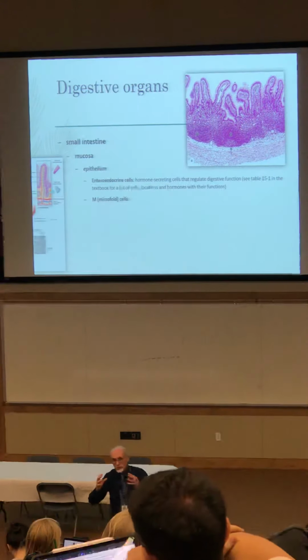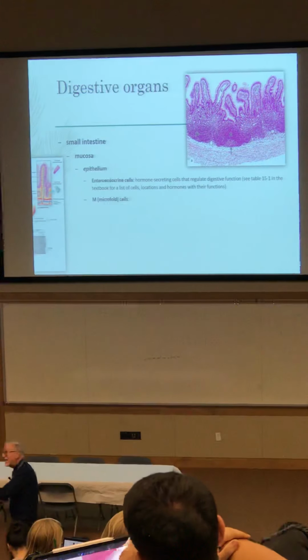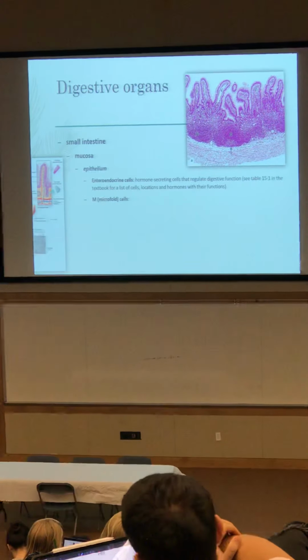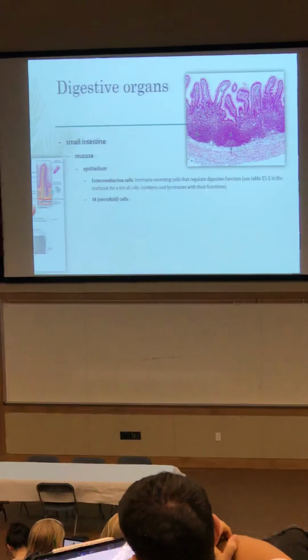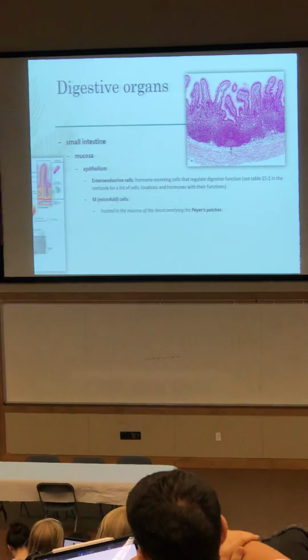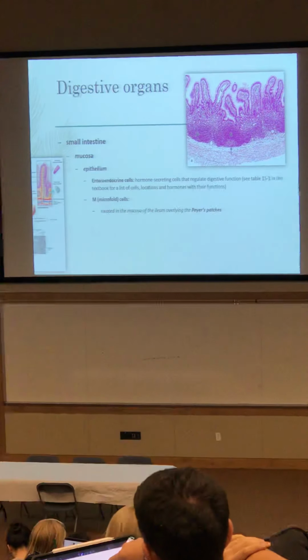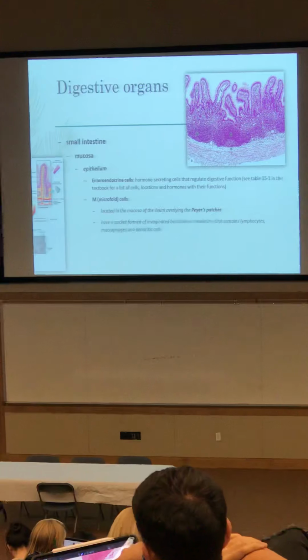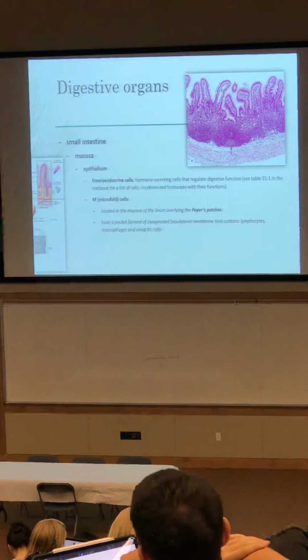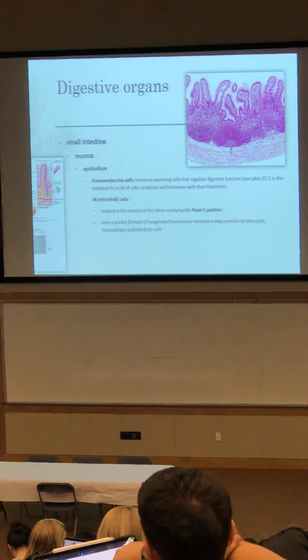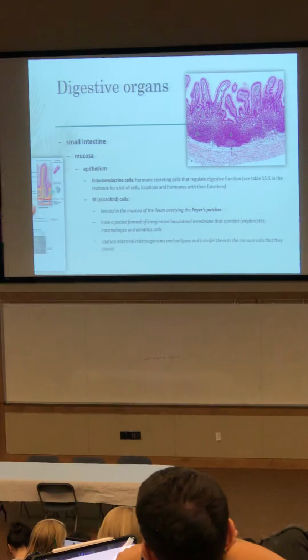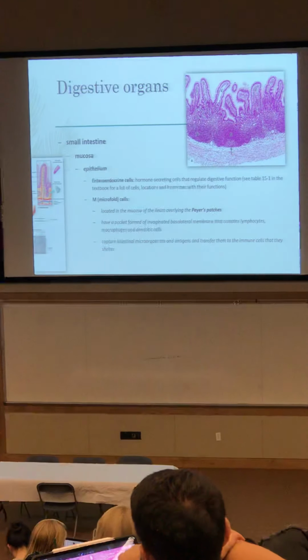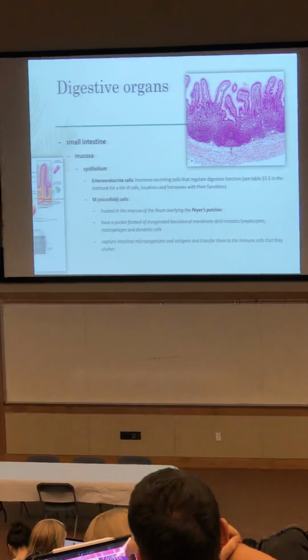They capture antigens from the gut content, and then they take it and give it to the other immune cells that will then produce an immune response. So they're located in the mucosa of the ileum, overlying the Peyer's patches. This is only in the ileum. And they have a pocket formed of invaginated membrane that contains lymphocytes, macrophages, and dendritic cells. And so they capture intestinal microorganisms and antigens, and transfer them to the immune cells that they are sheltering. So they're a very cool type of cell.